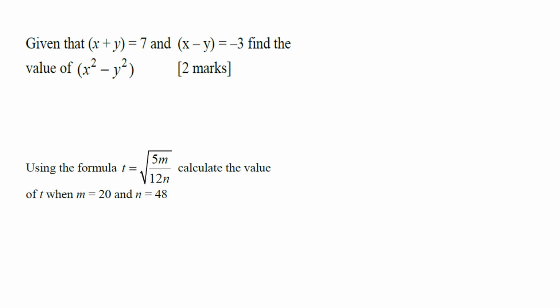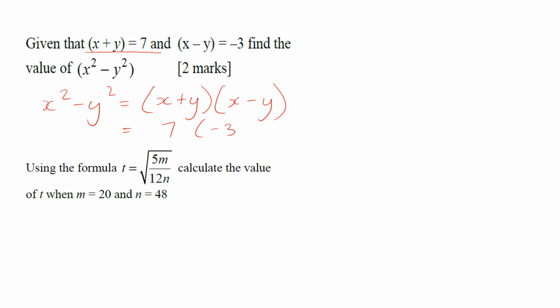All right, it is unique in that it is a difference of 2 squares. Whenever you're given a difference of 2 squares, you can always factorize it, right? So x squared minus y squared can be expressed as x plus y times x minus y. All right, because that's the case, right? If you look above, you notice that we were given x plus y as what? 7, and we were given x minus y as negative 3. So we can simply multiply 7 times negative 3, and that will give us what?